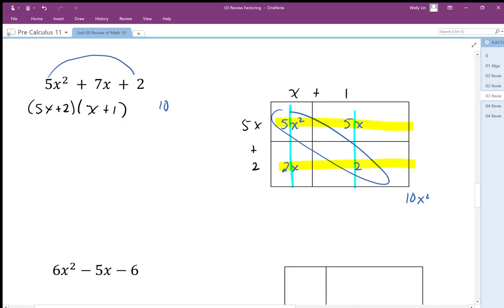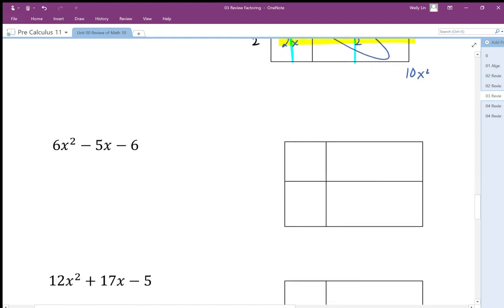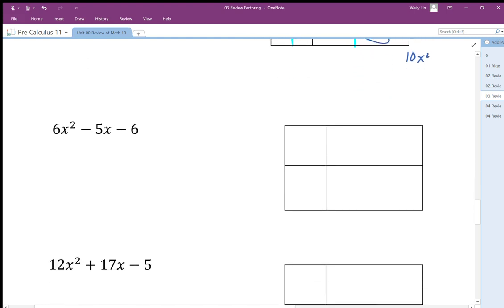It's going to be 1x plus 1. I can test this by multiplying this out, and sure enough, I'm going to get 5x squared plus 7x plus 2. So some of you who use this strategy of timesing the first times last, this is what's happening here, and it's this diagonal product being equal to the other diagonal product. That's the property that we're using to split up the middle. So here we can do the same thing.